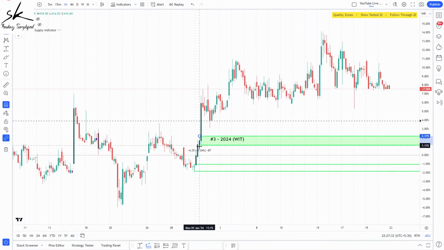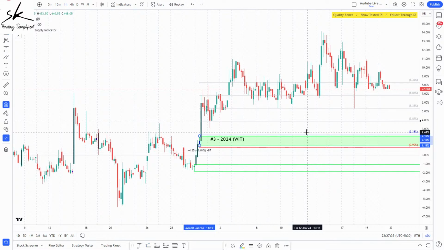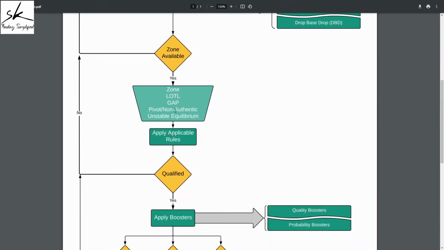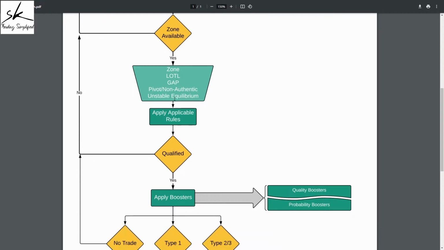So what we'll do next is we'll draw the zone. We'll mark our entry, stop loss, and targets of 1:1, 2:1, 3:1. And now our step number 3 is complete, which is identify zone. Do we have a zone available? The answer is yes, we do have a zone available.